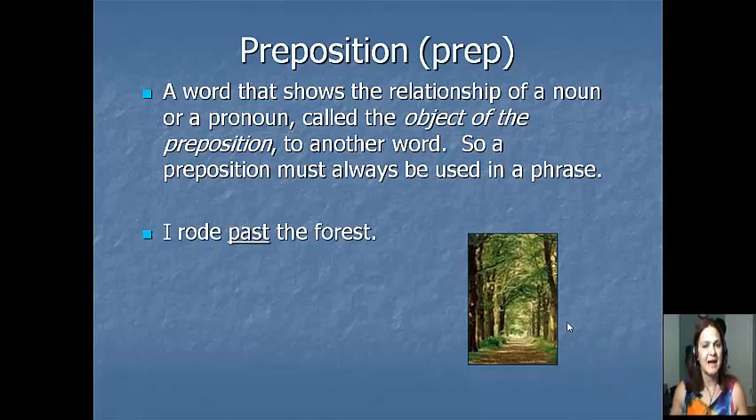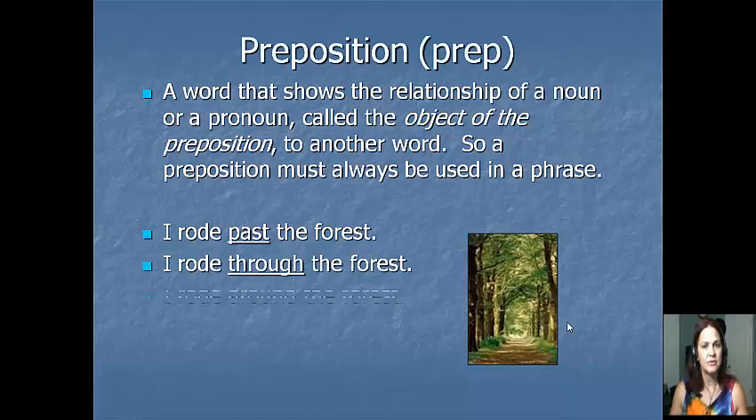I rode past the forest. I rode through the forest. And I rode around the forest. Okay, so my three prepositions here are past, through, and around. Depending on my choice of prepositions, it completely changes the meaning of the sentence.